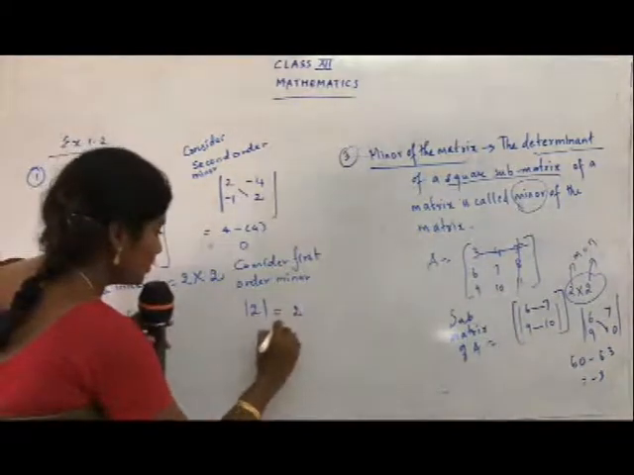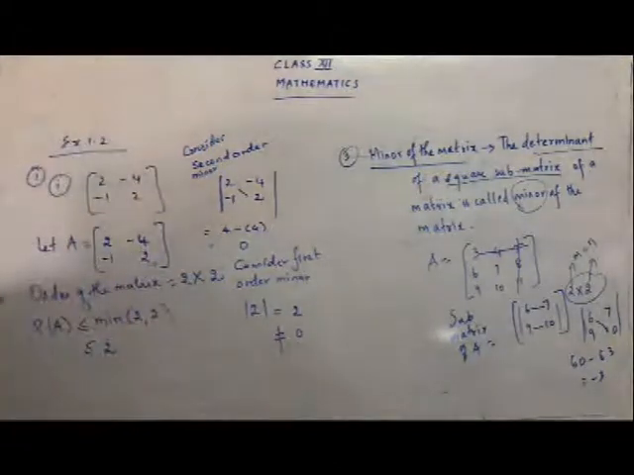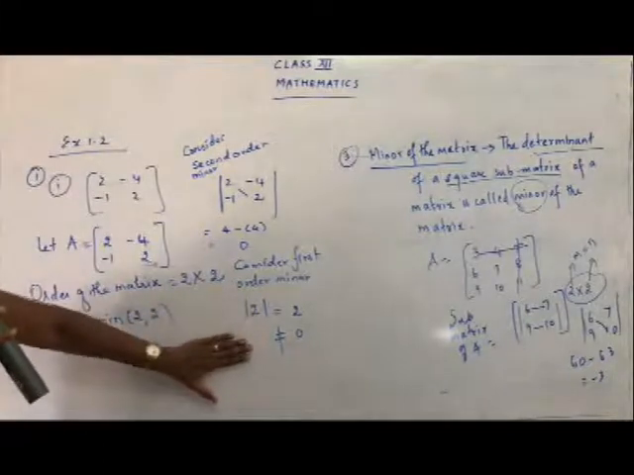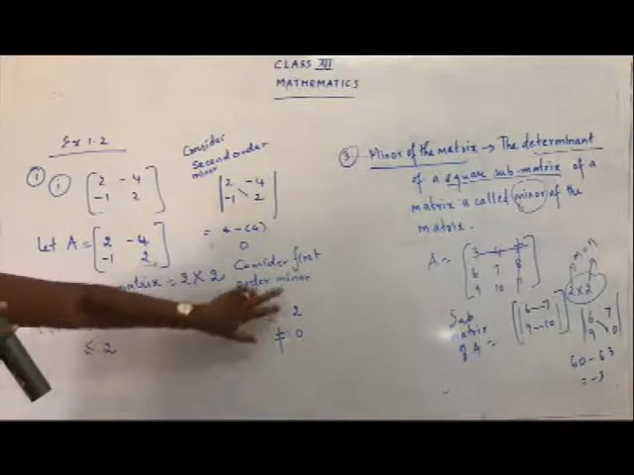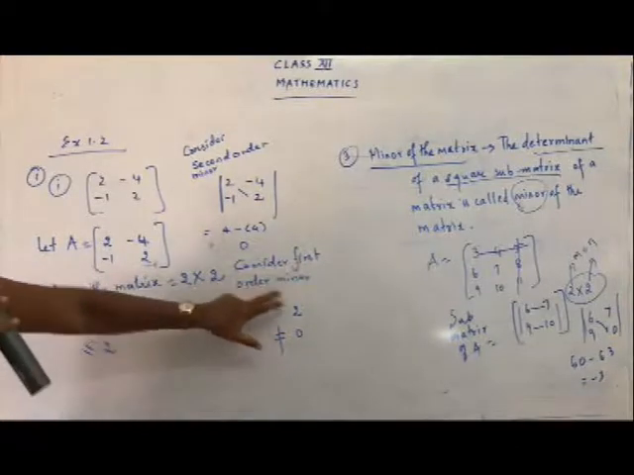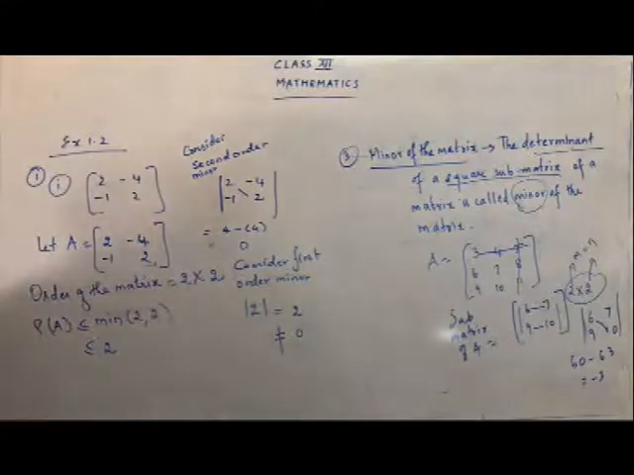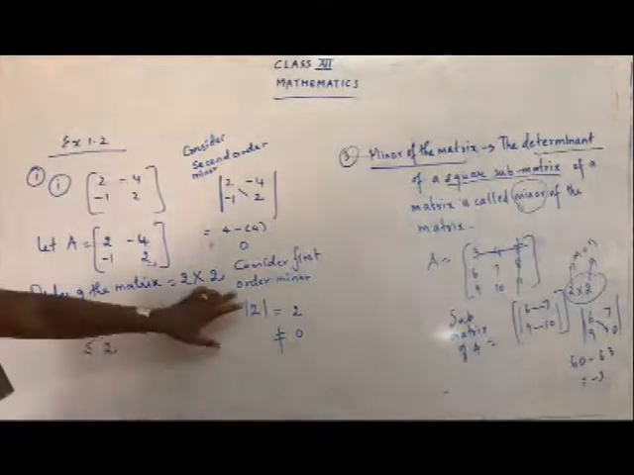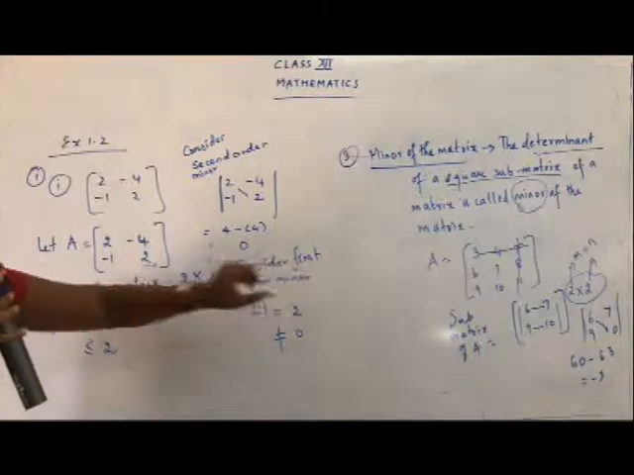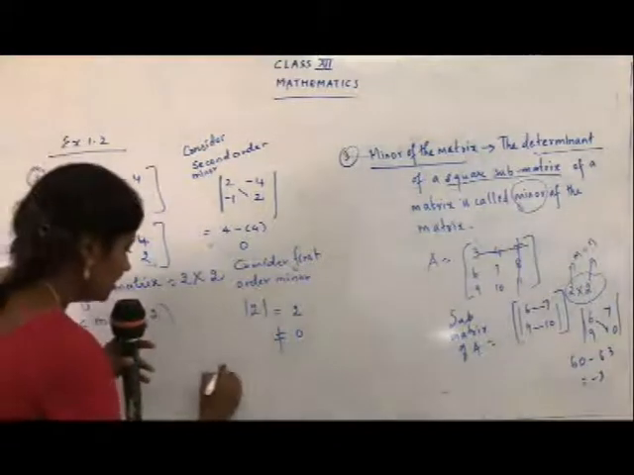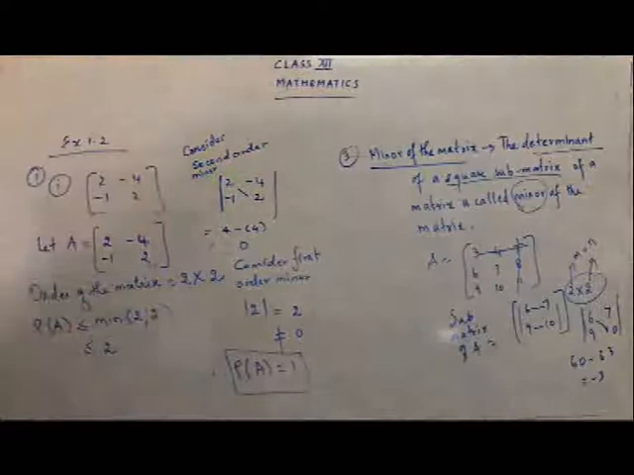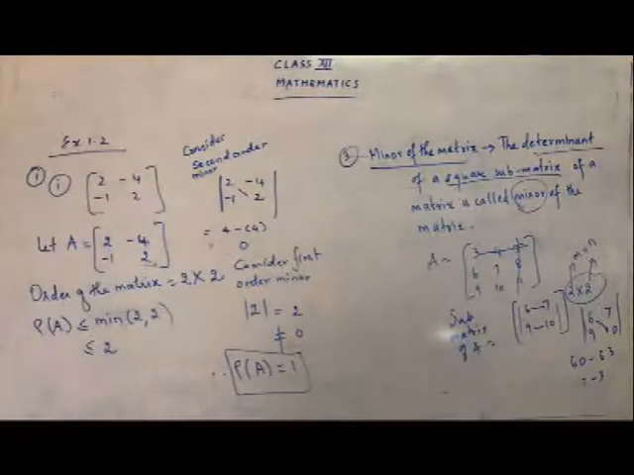Now I say this is not equal to 0. Yes, I got a non-vanishing minor. So when you get a non-vanishing minor, when you have taken the first order minor, what was the definition? That is, rank is the order of the highest non-vanishing minor. So what is the order of the highest non-vanishing minor? It's first. That means it's 1. So you have to say, therefore rank of A is equal to 1. This is the final answer. So rank of A is equal to 1.